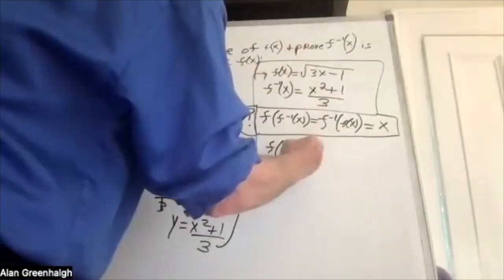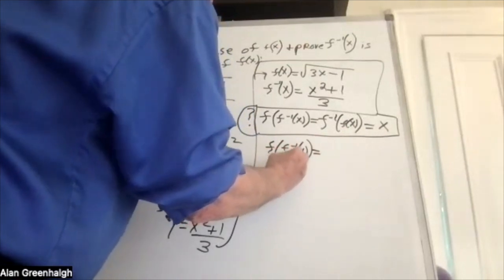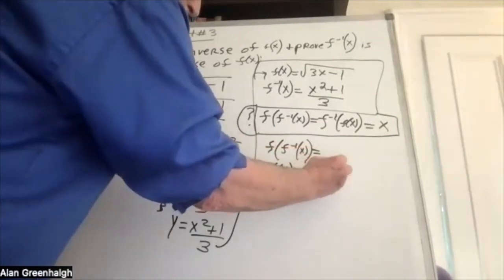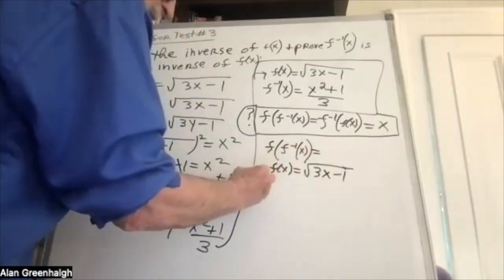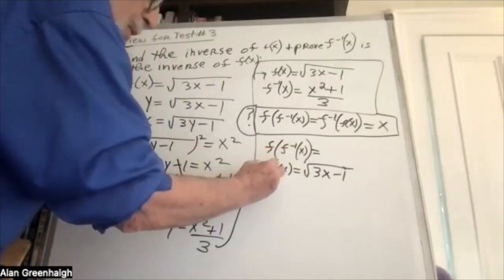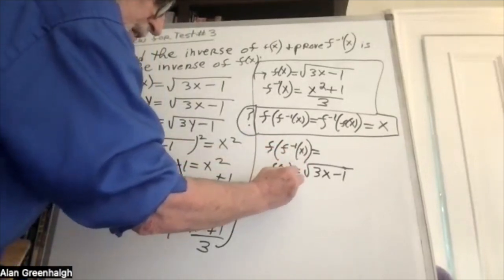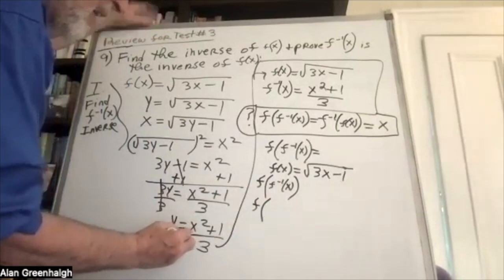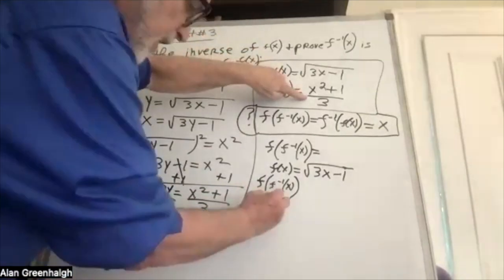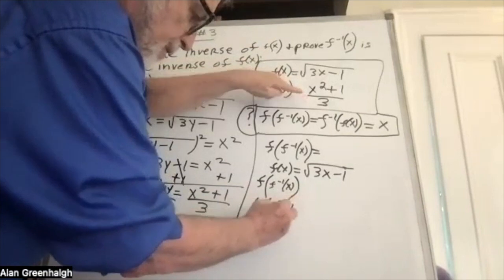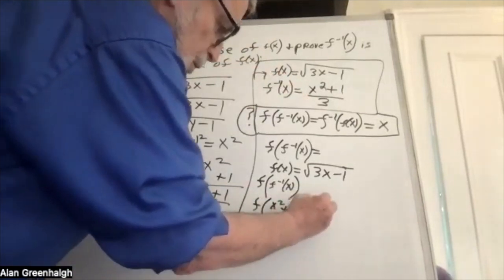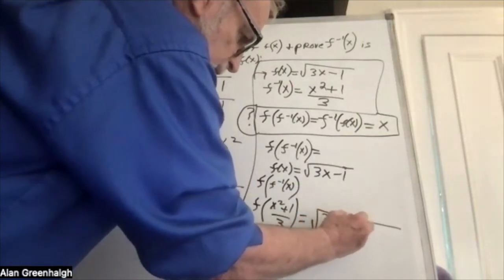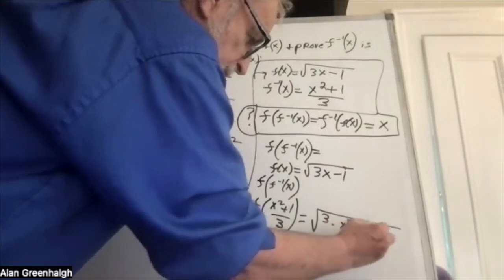So we take the original f of x. f of x is the original function, the square root of 3x minus 1. But instead of putting x in there, we're putting the inverse. What's the inverse? Here's the inverse, x squared plus 1 over 3, equals the square root of 3 times x squared plus 1 over 3, minus 1.